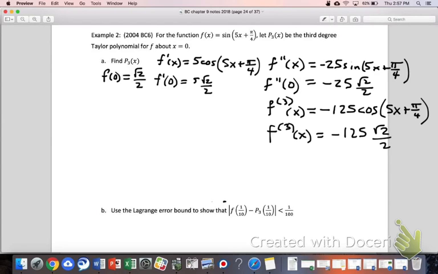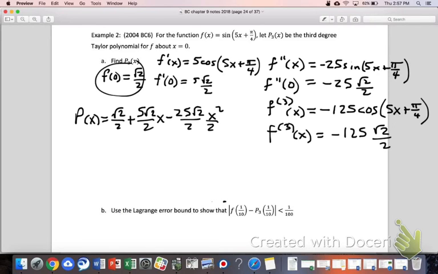I am coming up with a Taylor polynomial of: I got f of 0 is root 2 over 2. So it'd be root 2 over 2 plus, I got f prime of 0 is 5 root 2 over 2. So 5 root 2 over 2 x to the first over 1 factorial. And then f double prime of 0. Now we're into negative, so it'd be negative 25 root 2 over 2 times x squared over 2 factorial. My third derivative at 0 would be minus 125 root 2 over 2 x cubed over 3 factorial. We in agreement on that?